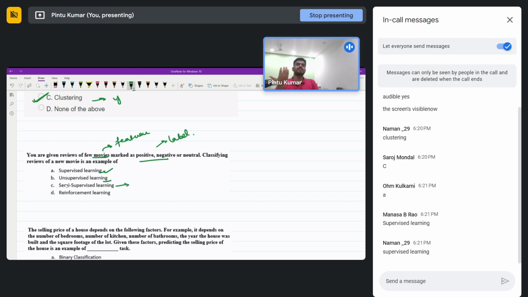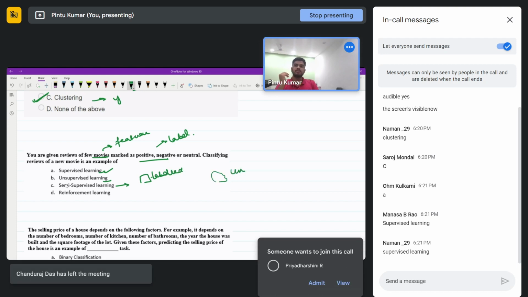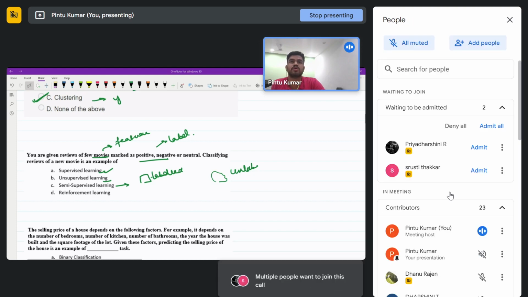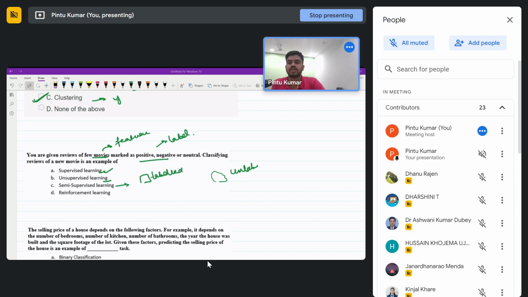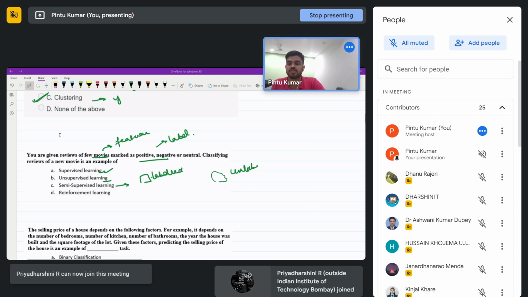What is semi-supervised learning? The term was coined, so I will tell you. In semi-supervised learning, you have some small amount of labeled data and you have some large amount of unlabeled data, and you want to use both of them to learn. So this kind of combination would fall into something called semi-supervised learning. Okay, let's go to the next question.